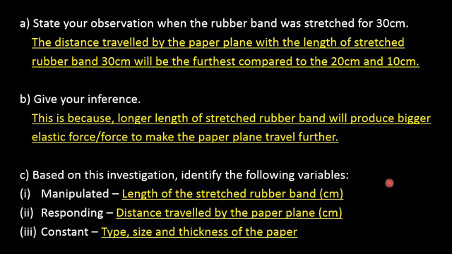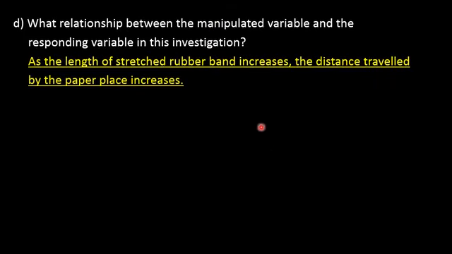Let us look into the variables. In this investigation, the manipulated variable will be the length of the stretched rubber band in centimeters. The responding variable should be the distance traveled by the paper plane in centimeters. And the constant variable, as we discussed in the previous lesson, should be the type, size and thickness of the paper. D, what is the relationship between the manipulated variable and the responding variable? The relationship is, as the length of the stretched rubber band increases, the distance traveled by the paper plane increases. Sorry, I have wrongly written here.